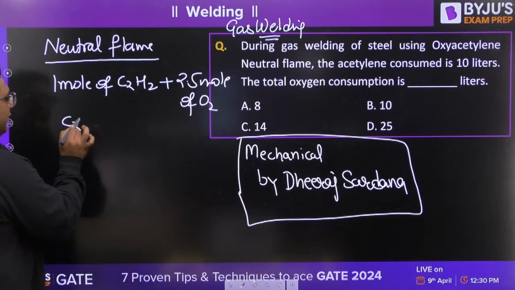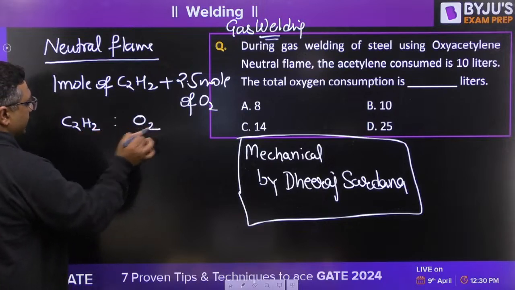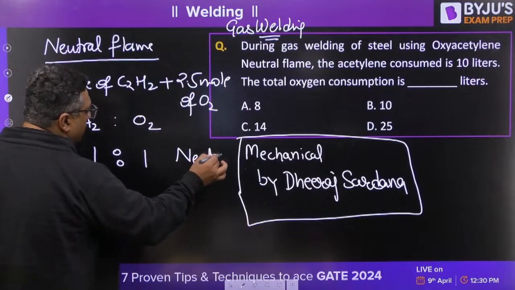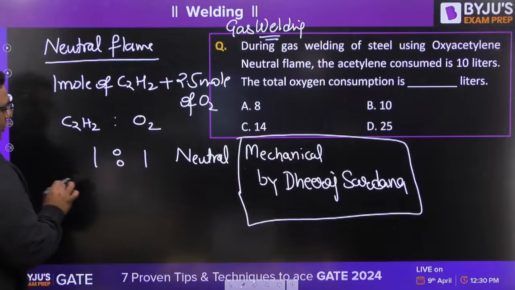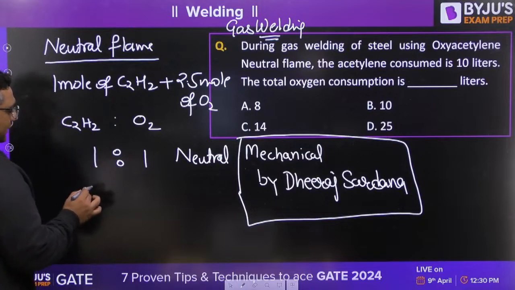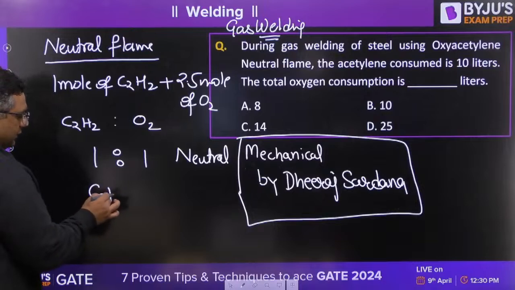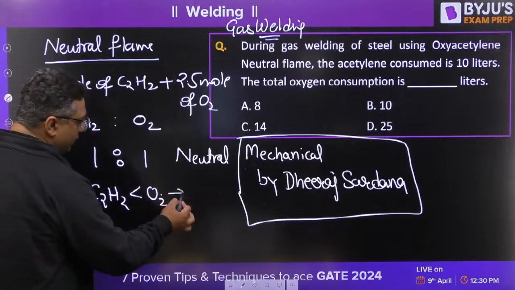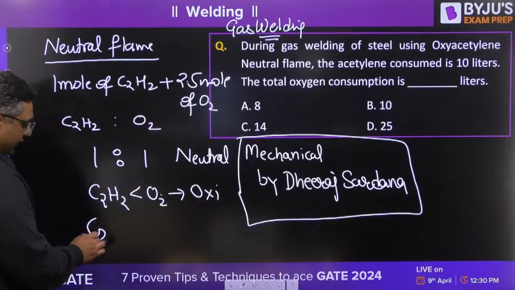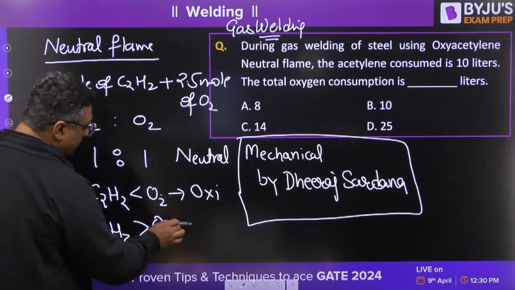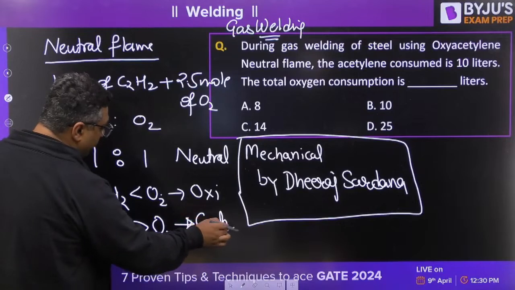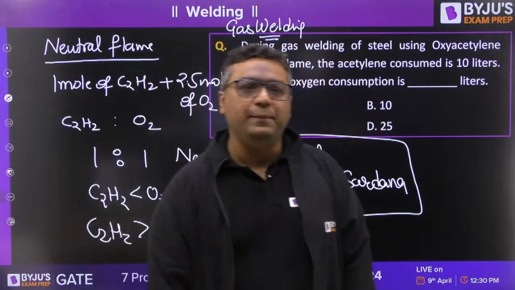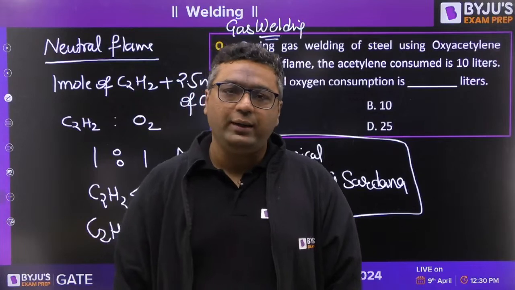If we are providing acetylene and oxygen in the ratio of 1:1, it is a neutral flame. If we provide acetylene less than oxygen, it is the oxidizing flame. And if C2H2 is more than oxygen, this is said to be the carburizing flame. This is how the types of flames are divided.